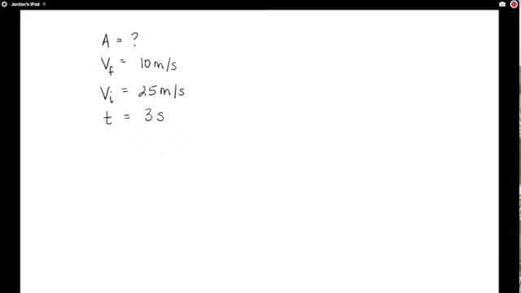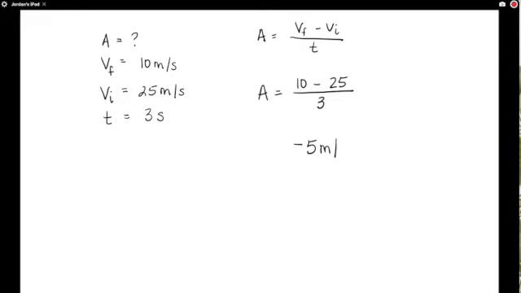Once again, we're going to plug it into the formula of VF minus VI all over T. So A equals VF, 10, minus the VI, 25, all over time of 3. Whenever we put this in our calculator, 10 minus 25 divided by 3, we get negative 5 meters per second squared. This makes sense because we're slowing down. At the bottom of the hill, it was going super fast, and then as it climbs the hill, it's going to get slower. That's why we have a negative acceleration, because it's slowing down.